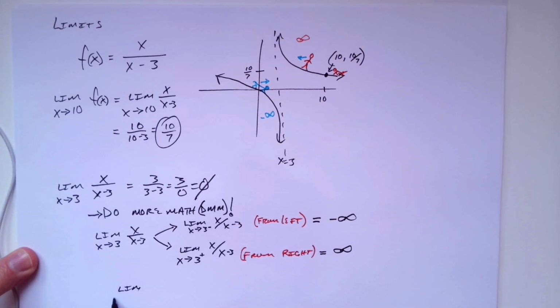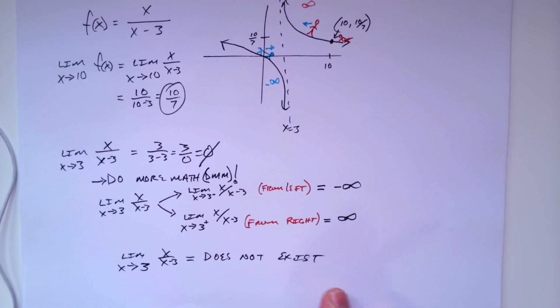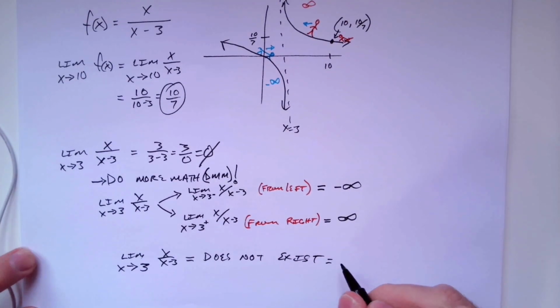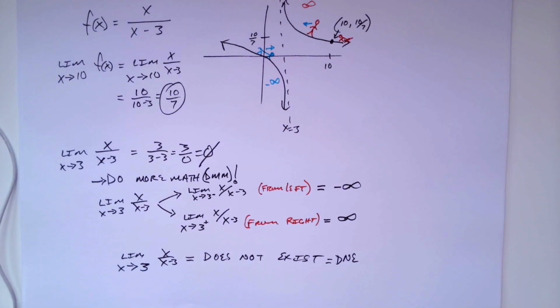The limit as x goes to 3 of x over x minus 3 does not exist, which is an answer. What a lot of times we normally write is D N E. Okay? Okay, does not exist.